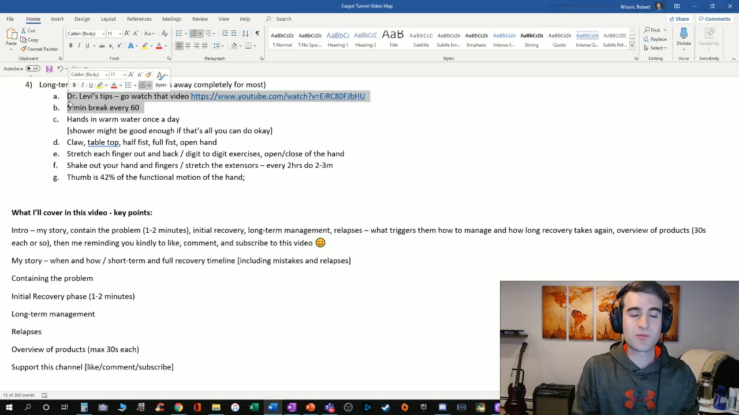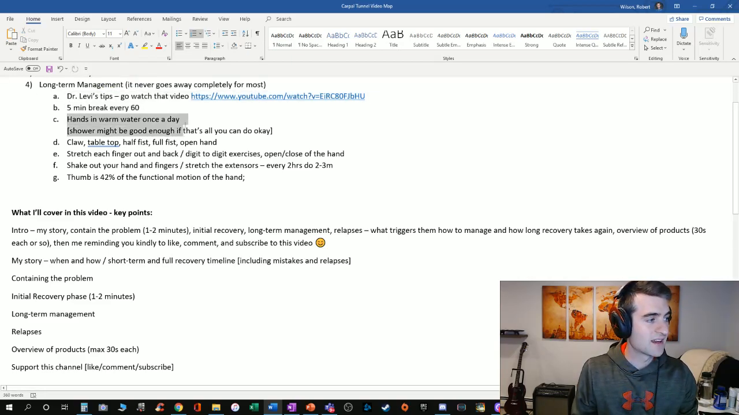You don't notice it right away, especially if you have an initial injury. Okay, it's going to take some time. You can manage with some aspirin, some ice, some heat pads, etc. Those are good foundational basics. And you know, the hands in warm water once a day is a great suggestion.